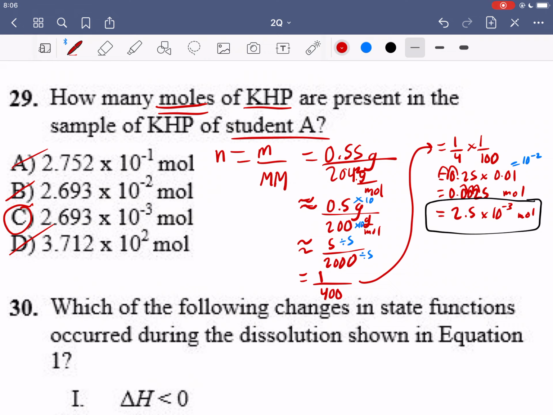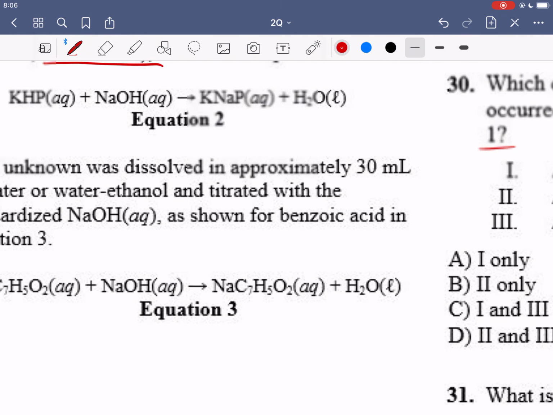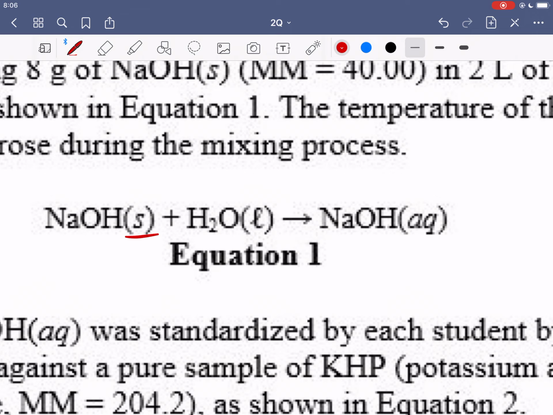Now that one aside, let's move on. Which of the following changes in state functions occurred during the dissolution shown in equation 1? So look at equation 1 and then tell me about the state functions, meaning enthalpy, entropy, and whether it's spontaneous or not. So equation 1 is just the solid form of NaOH going into the aqueous form.